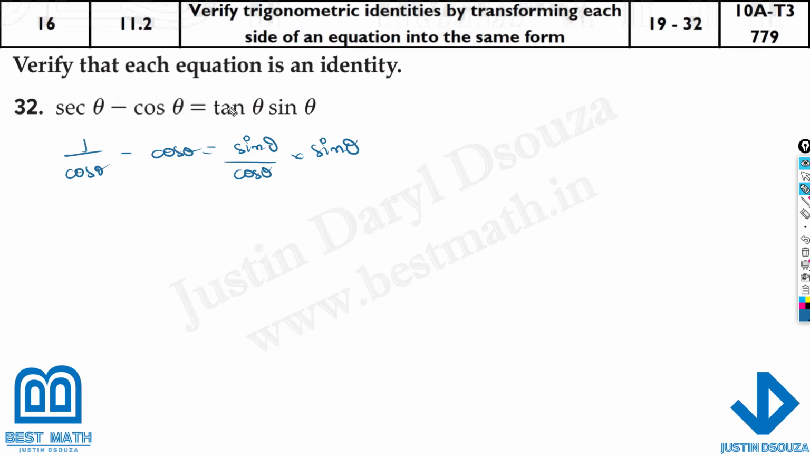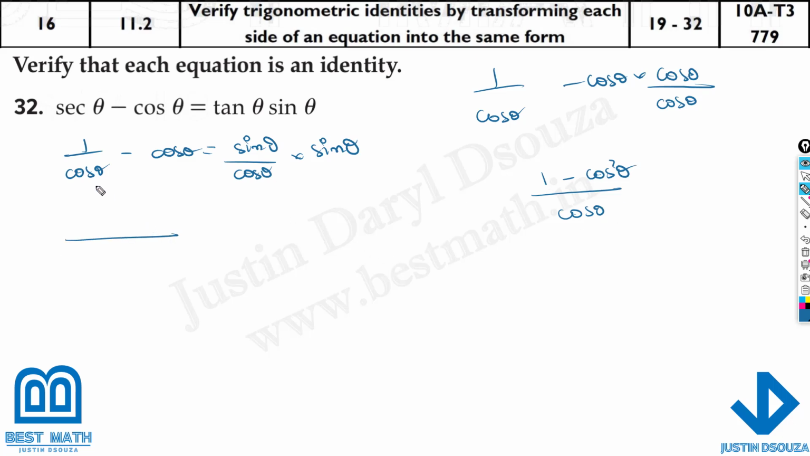Yes, this is 1 by cosine, this is sine by cosine, and so on. Now we have to take the common denominator here. Generally what we do is, for cosine theta minus cosine theta, we multiply and divide by cosine theta, that is this denominator. Then we can see this denominator is same, so we'll write denominator same, cosine theta. 1 minus cosine times cosine will be cosine square theta.